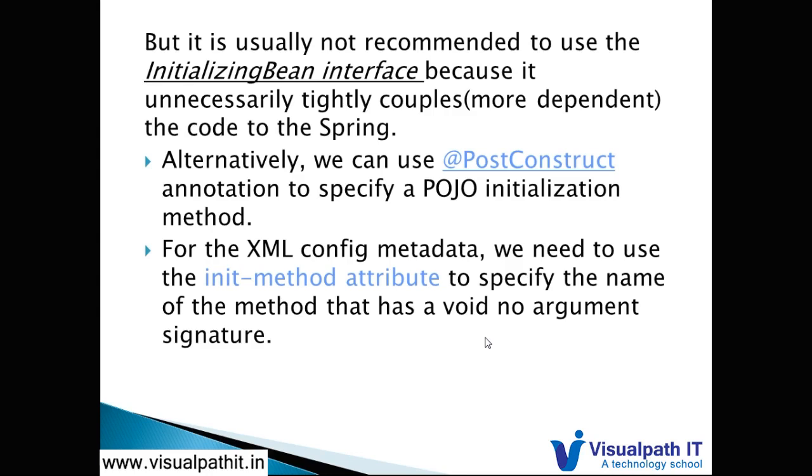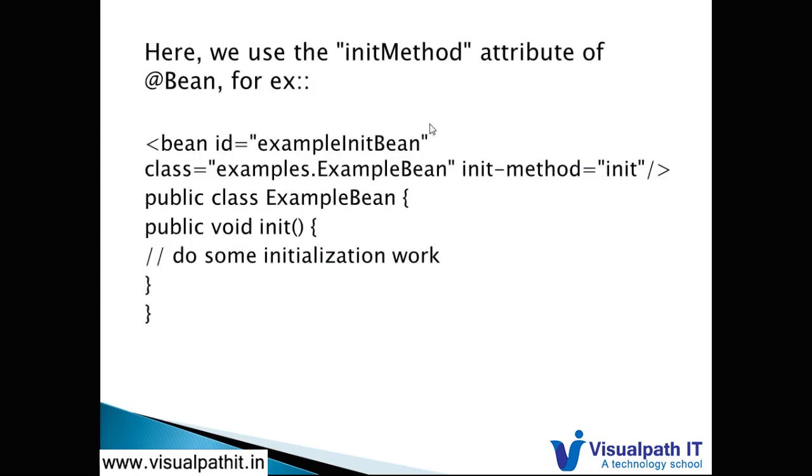For the XML config metadata, we need to use the init-method attribute to specify the name of the method that has a no-argument signature. How do we do this? Let's see here. We have the bean ID name exampleInitBean and the class examples.ExampleBean, init-method equal to init. Public class ExampleBean, public void init, this is some initialization work. Some code will be here. This init-method attribute is used.